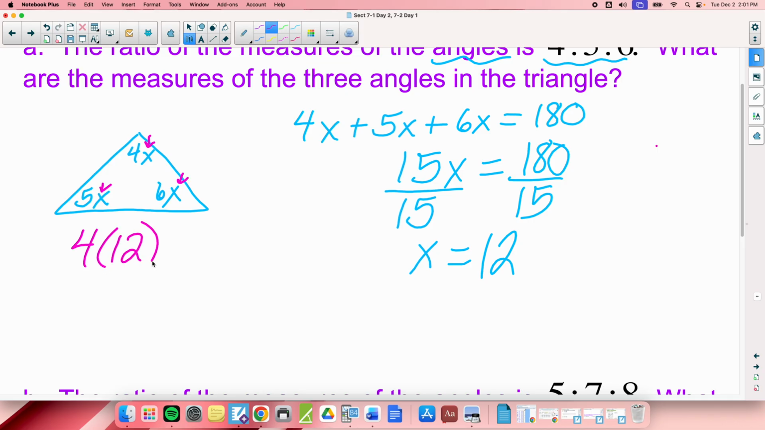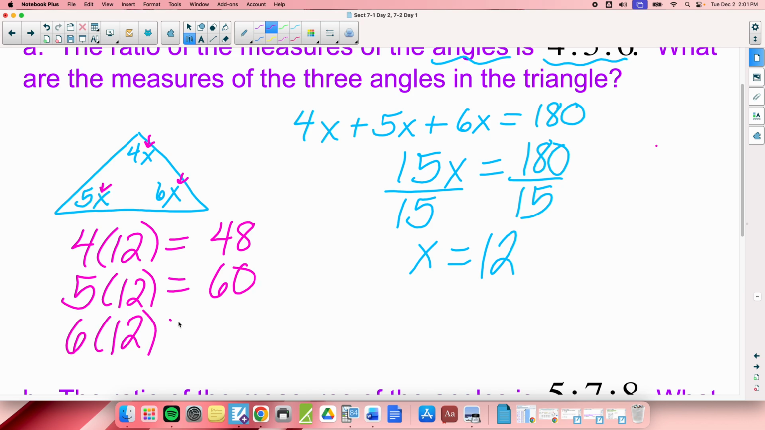You don't have to show the work, what I'm doing right now, just so you know. So 4 times 12 is 48. 5 times 12 is 60. 6 times 12 is 72. These are the 3 angles. But like I said, if you didn't show me this, that's okay. But I do want to see this. I don't know how much I talked about this yesterday, but I am picky about showing work. So in a problem like this, I want to see the algebra that you do, okay? So make sure you show me that.